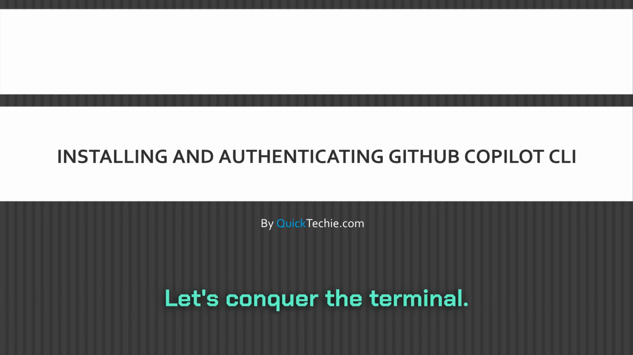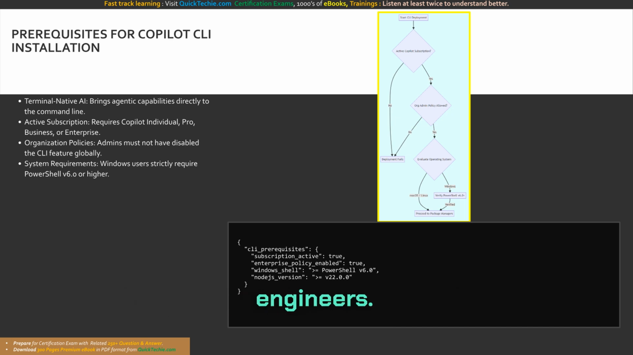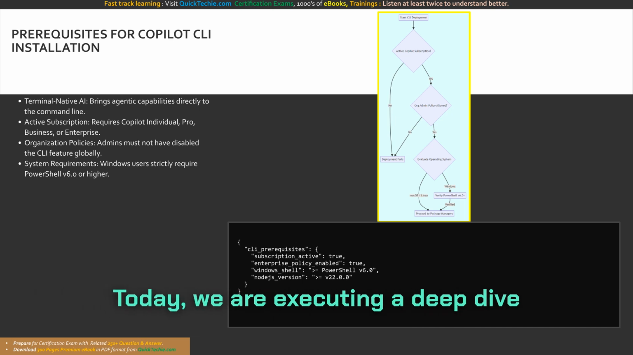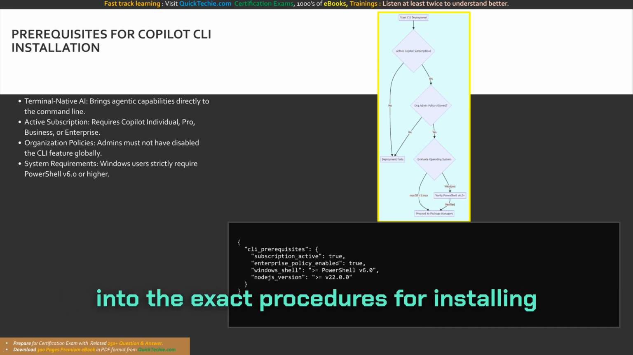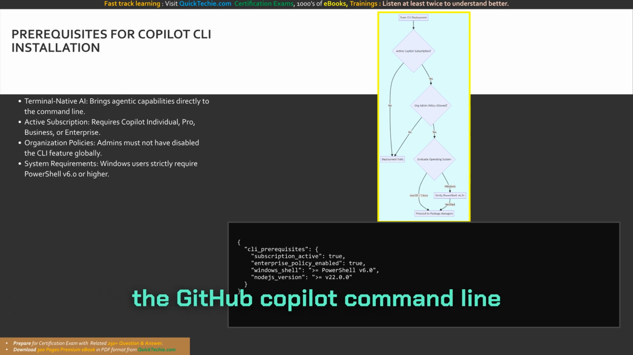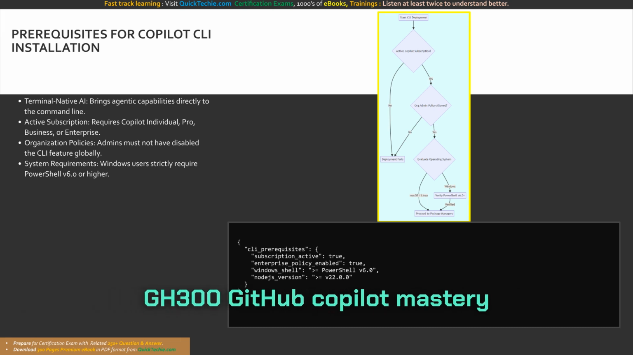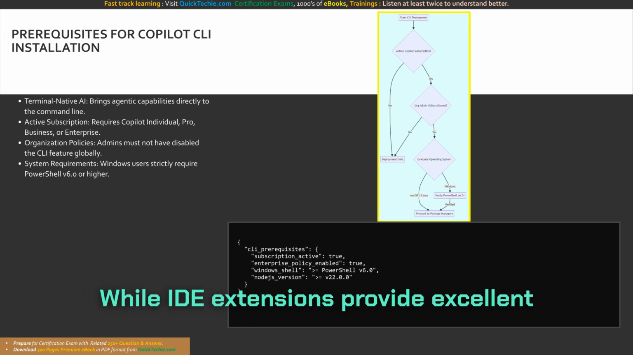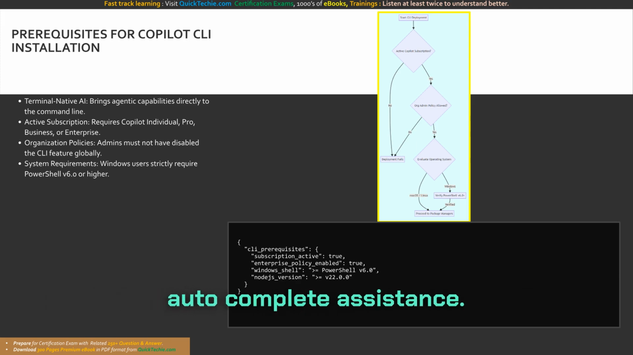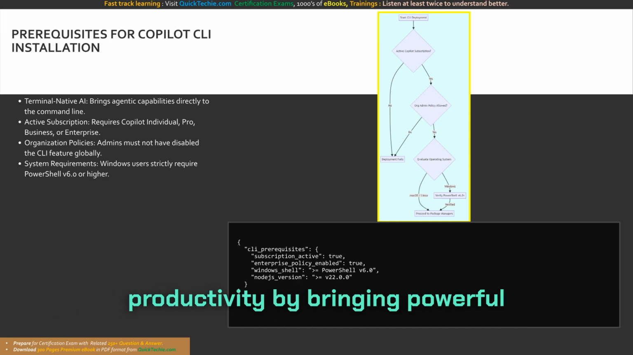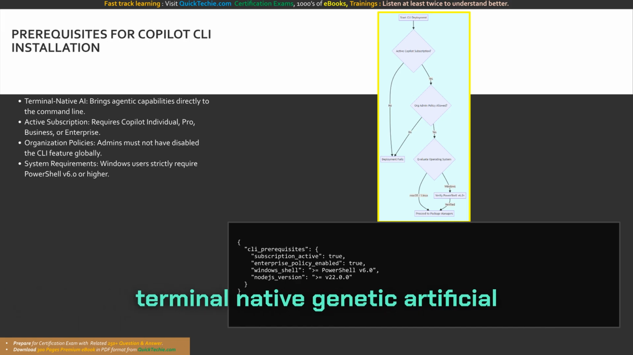Let's conquer the terminal. Today, we are executing a deep dive into the exact procedures for installing the GitHub Copilot command line interface, an essential objective for the GH-300 GitHub Copilot Mastery certification. While IDE extensions provide excellent autocomplete assistance, the Copilot CLI elevates your productivity by bringing powerful, terminal-native agentic artificial intelligence directly to your command line environment.